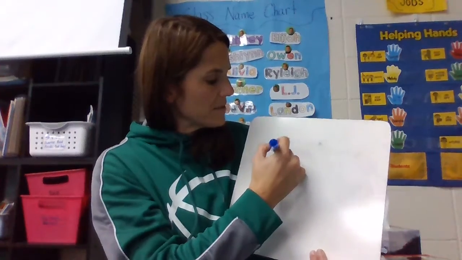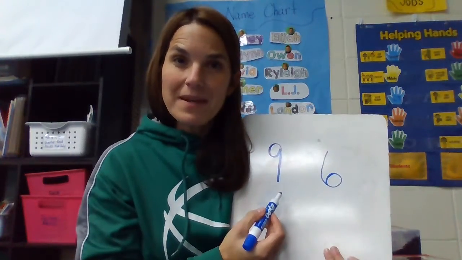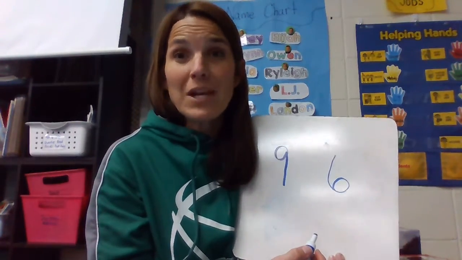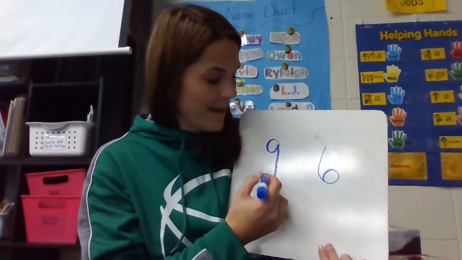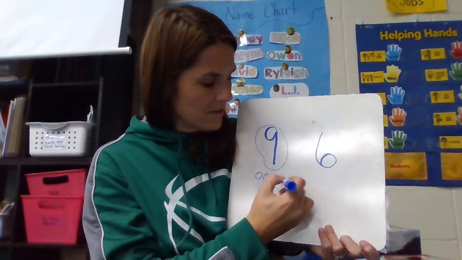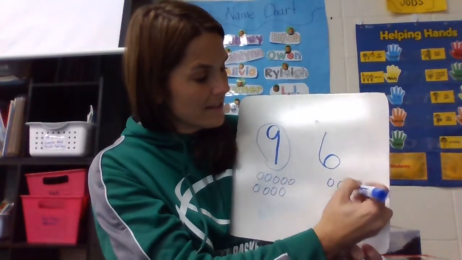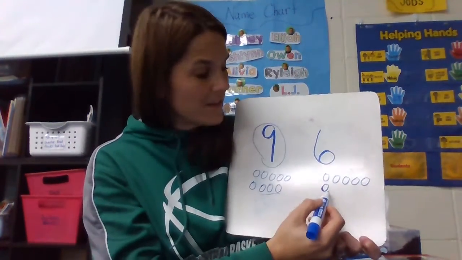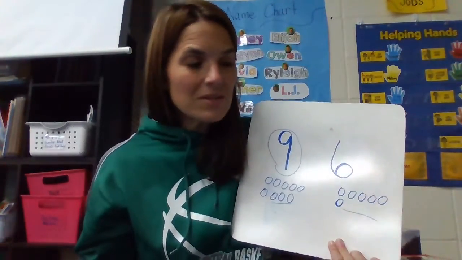Look at these two numbers. So we have the number 9 and we have the number 6. Which number is greater, bigger, more? 9, isn't it? 9 is greater. It's a bigger number. If I were to draw 9 circles, there's 9. And then 6, you can see that there is more here than there is over here. So 9 is more.